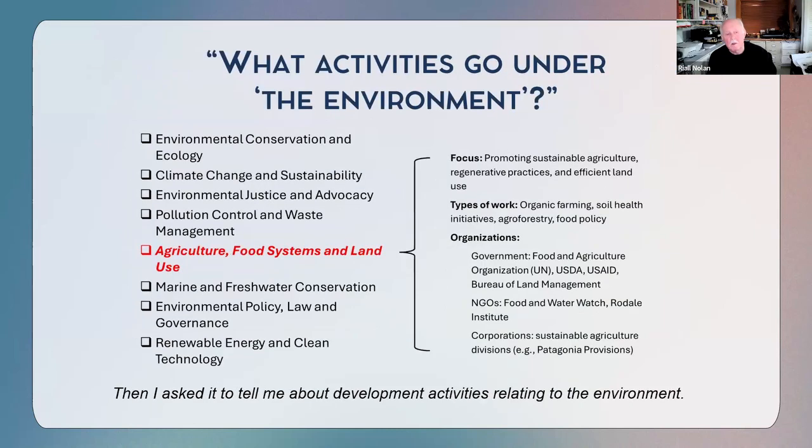And this is breaking it down even further. So under the environment, these are the kinds of things that happen. And I went down the list and I picked agriculture and land use because I was interested in that. And what it told me was there are a number of government, non-government, and corporate organizations that work in this area. And I thought, that is where the jobs are. Okay, let's pick one of those and let's look at it and take it apart.